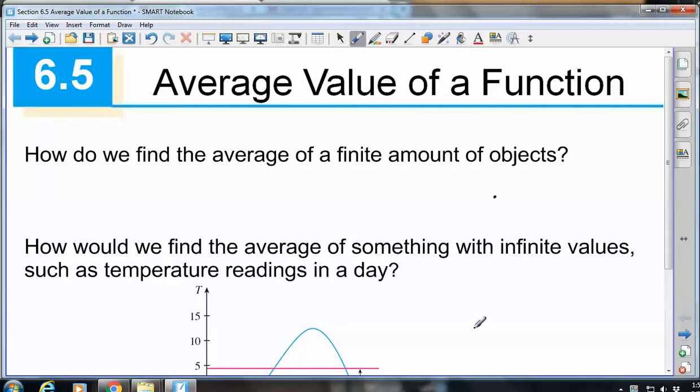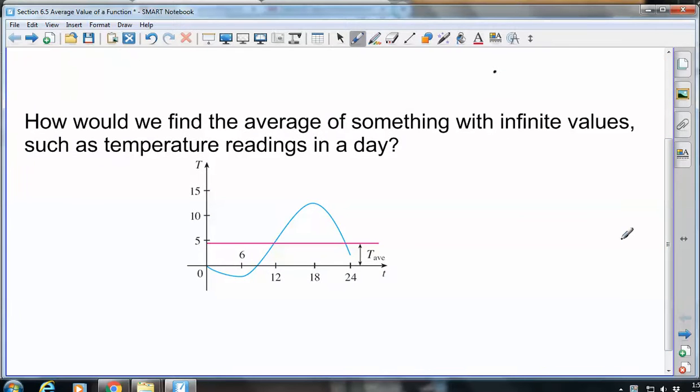Average of a finite amount of objects. Now, if I wanted the average of all of your test scores, what would I do? Add them up and divide by the total number, right? Okay, so if I want the average value of something infinite, like the average temperature in a day, I can't just add up the temperature every hour and take an average, because temperature is a continuous thing, right? So how would I find the average of something like that?